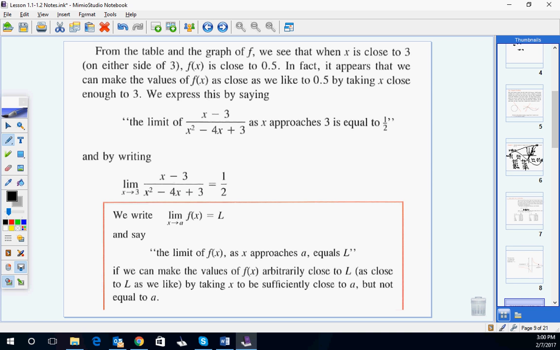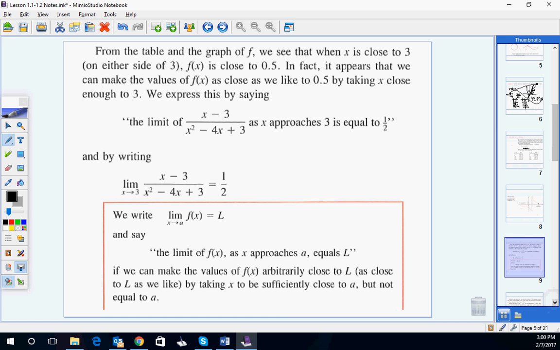If we can make the values of f of x arbitrarily close to L as we like by taking x to be sufficiently close to a but not equal to a. So if we can't use 3, we can test values around 3. We can't plug 3 in. If your calculator says no solution or error, then you can try values really close to 3 and see what's happening. If you forget how to do some other stuff, you can always come back to that. But we're going to teach you how to do a little bit better than that.